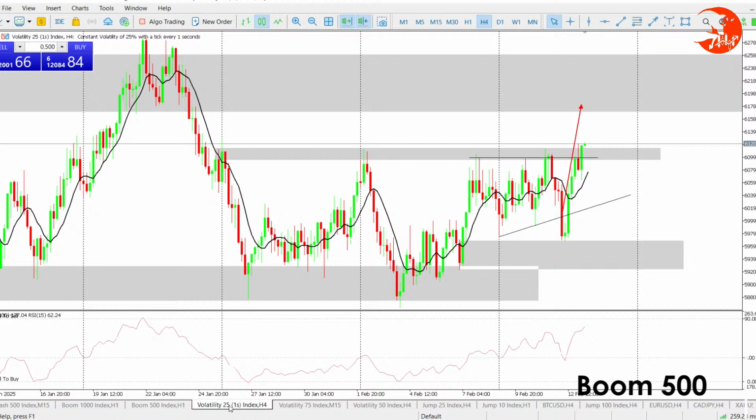Let's now move to V25. All right. Oh man, how many took this trade? This was a sniper entry yesterday. How many took that trade?